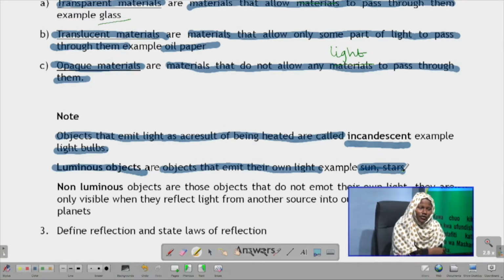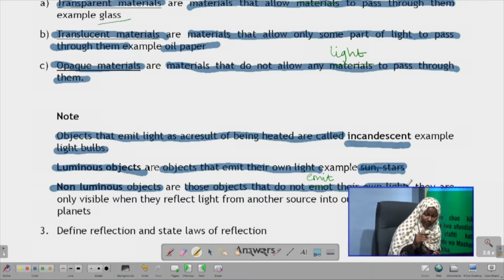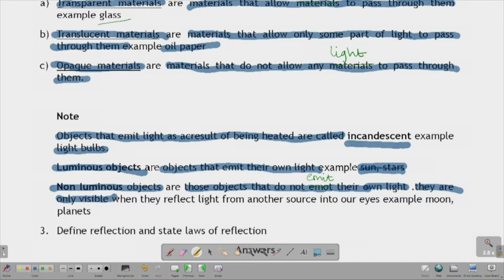You might ask yourself, what about the moon? Here is your answer. Non-luminous objects are those objects that do not emit their own light. So we have luminous objects that emit their own light, and we have non-luminous objects, which do not emit their own light. They are only visible, which means we only see them when they reflect light from another source into our eyes. Example, the moon and planets.